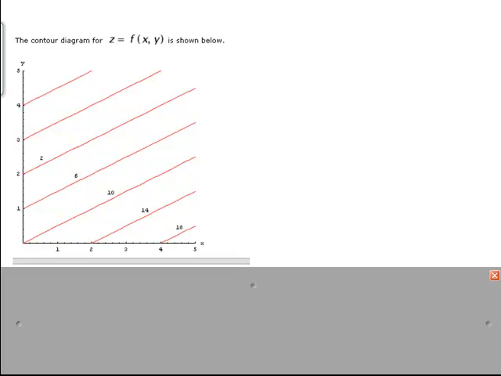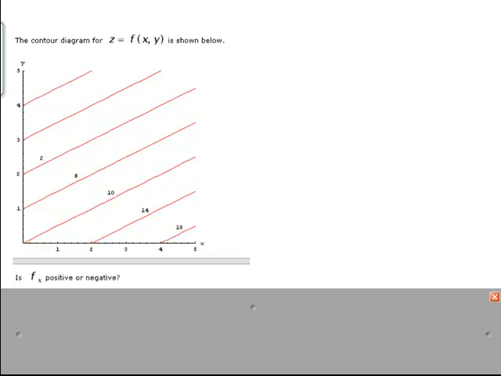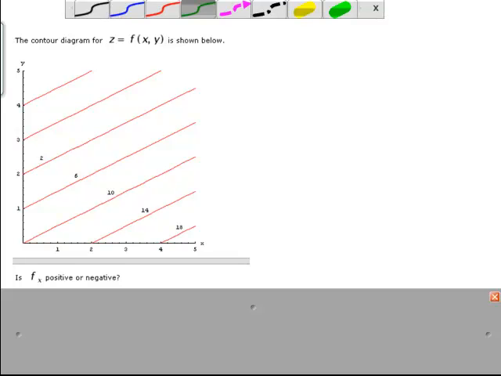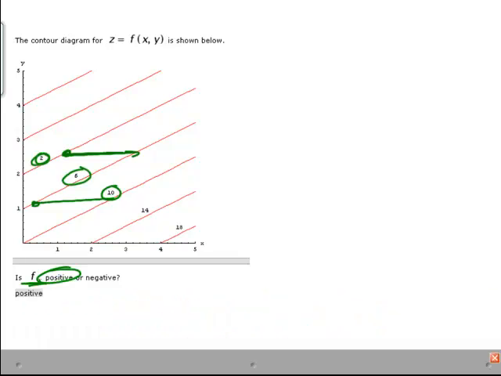Okay, more partial derivatives. Here's a contour diagram, and we want to know, is f of x positive or negative? So what we can do is just think about going to some point here, any point. At this point our z value is 2, and if I just change x, because I'm looking for the partial derivative with respect to x, I'm jumping from 2 to 6. Well, let's choose another random point. If I'm here at 6 and I just change x, I jump from 6 to 10. So the partial derivative is positive.